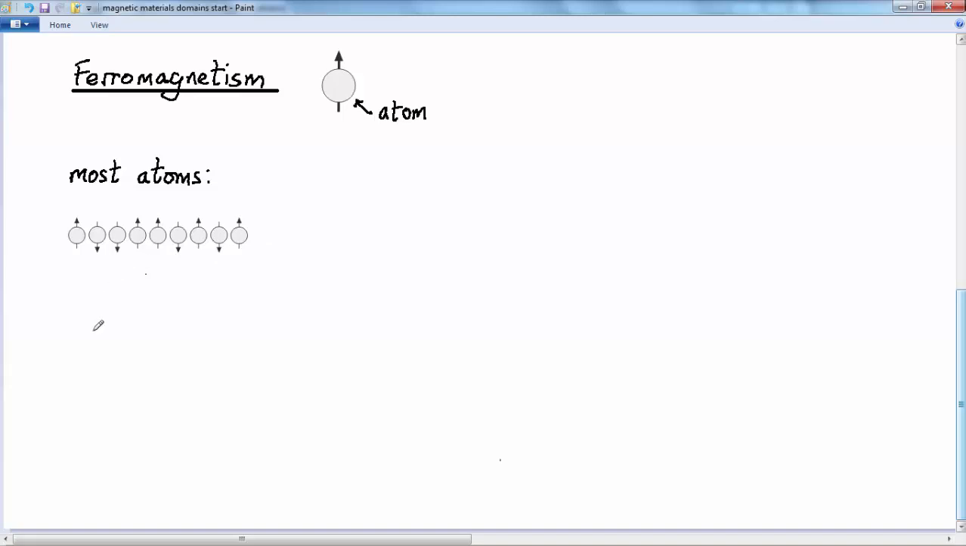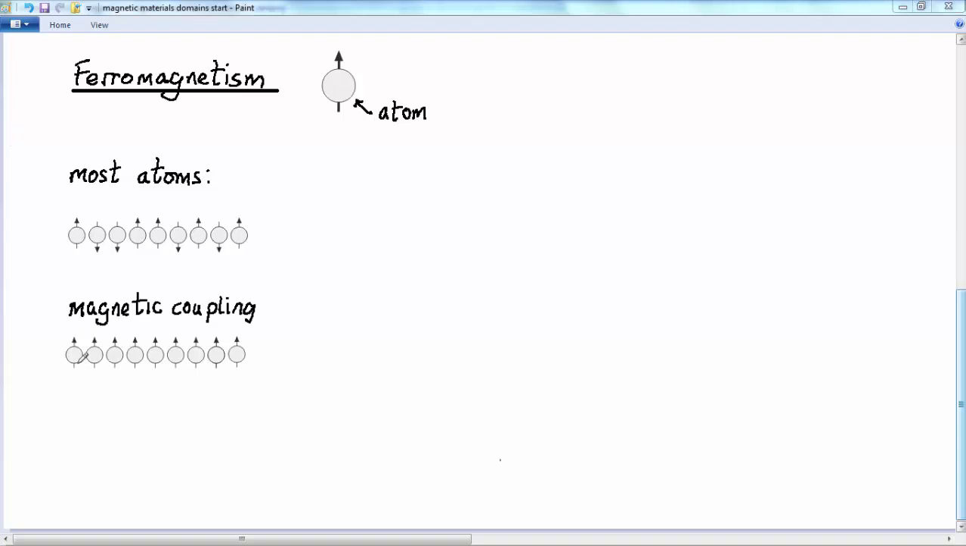Okay, but in 3 elements in the periodic table, which we've just mentioned, that's iron, cobalt and nickel, when the atoms line up, something called magnetic coupling takes place. When this happens, each atom causes the atom next to it to line up in such a way that its magnetic field is pointing in the same direction. So this lining up of the magnetic fields doesn't happen over the entire structure of the magnetic material, but it occurs over very small regions called magnetic domains.